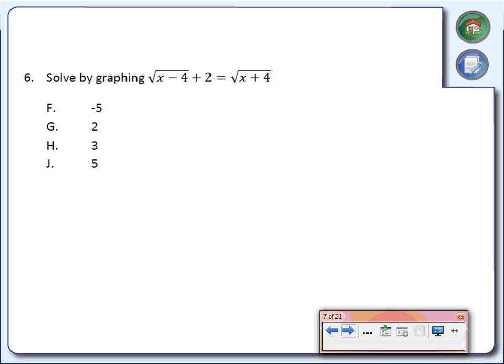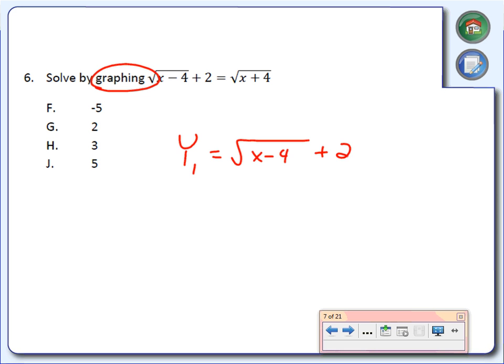Number 6 is another equation with square roots, but this time we're going to solve it by graphing. A little easier here. So we're going to go to the calculator, and in y1 we're going to graph the square root of x minus 4, plus 2. That's the left side of the equation. In y2 we'll type in the right side of the equation, which is the square root of x plus 4. We're going to graph both of those.